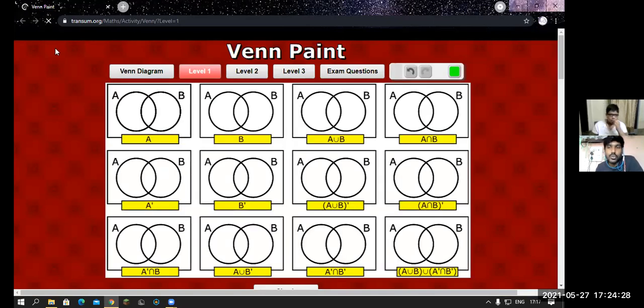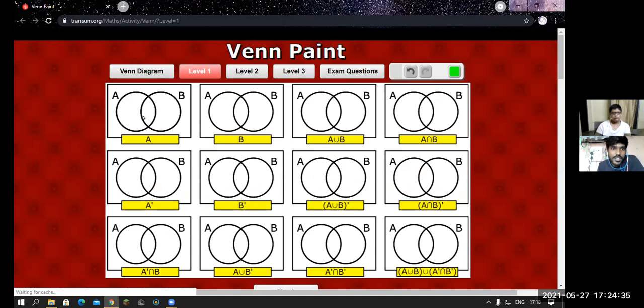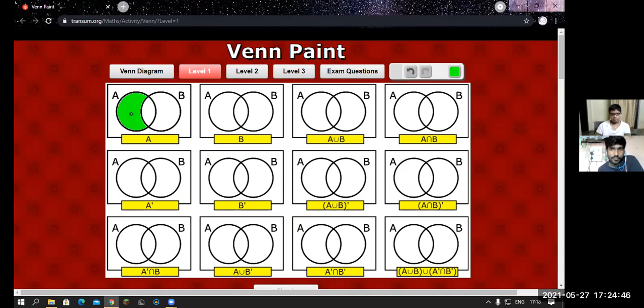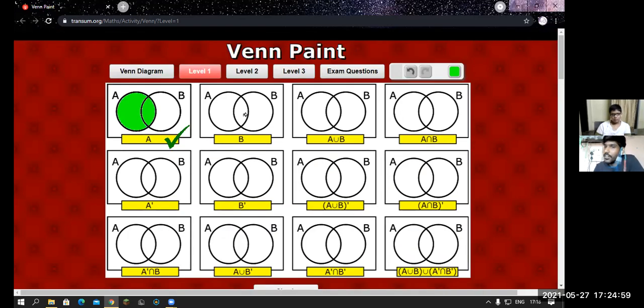So you just have to fill in the colors. Now if you see the first one, bottom A is written. So which circle represents A? Just click and the color will get filled into it. Can you try the first one? Is that A? Yes, correct. If you want to check if it is correct, below there will be check. You can click on that. So yeah, first one is correct.